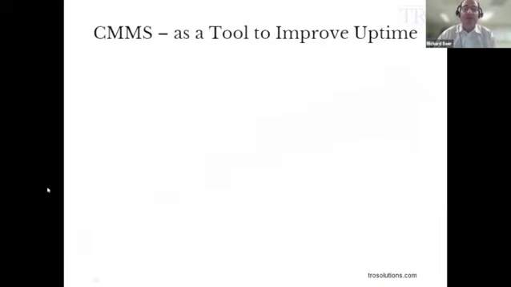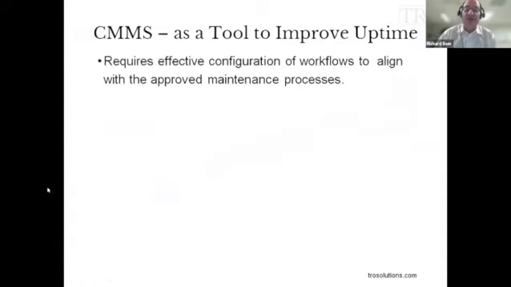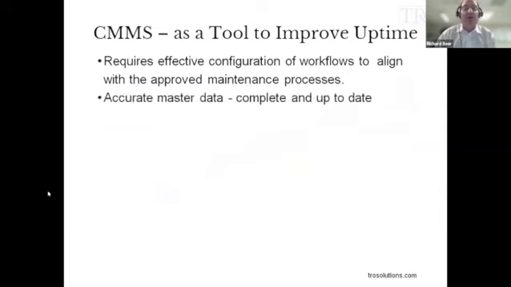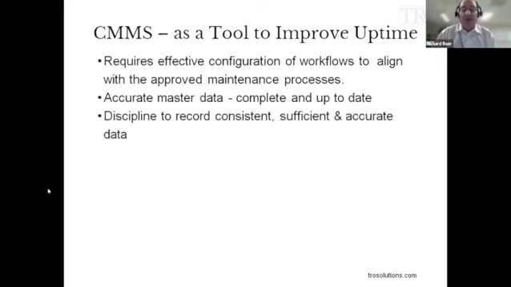So CMMS is a tool to improve uptime, and it requires effective configuration of workflows that are in alignment with approved maintenance processes. Are you going to have work requests be approved, for example, before they become planned and turn into a work order? Accurate master data, complete and up to date. So what is your asset registry like? What does your item master look like? Are you keeping it current?